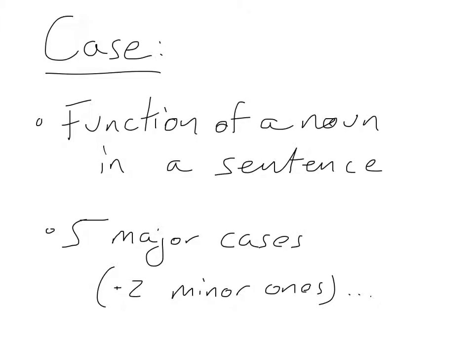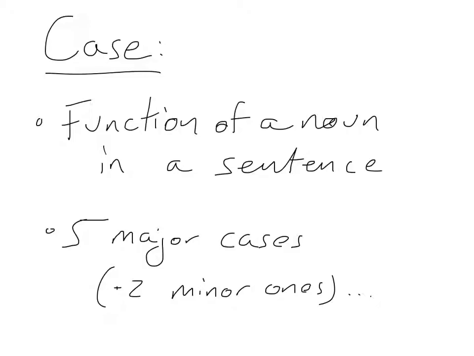So declension, gender, number, and case. So declension and gender are similar in that a noun has one declension, first, second, third, fourth, or fifth, and it has one gender. It's either masculine or feminine or neuter. It can't be masculine and feminine, although sometimes, well, there's an exception there. But for the most part, nouns just belong to one of those.